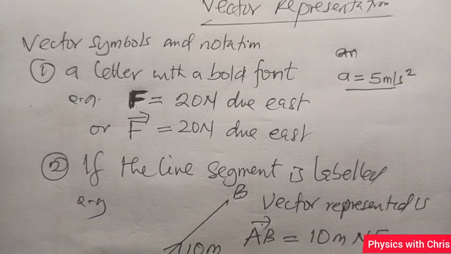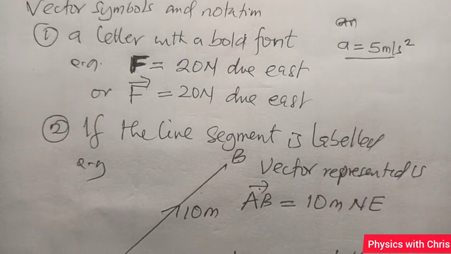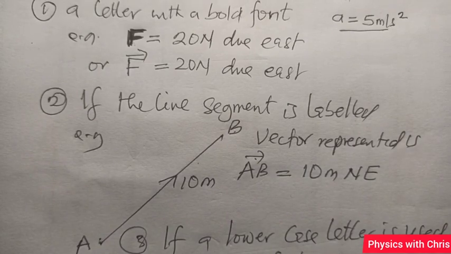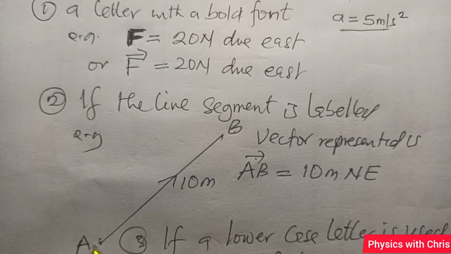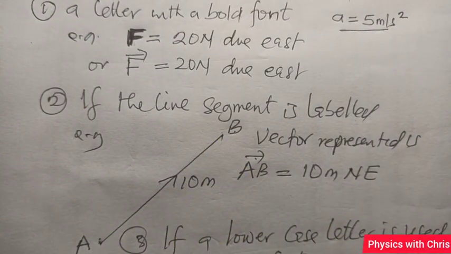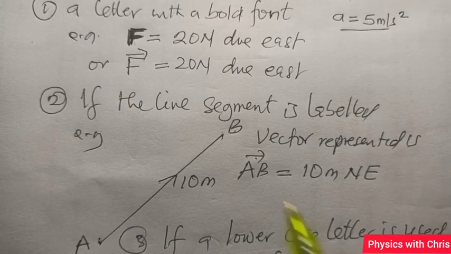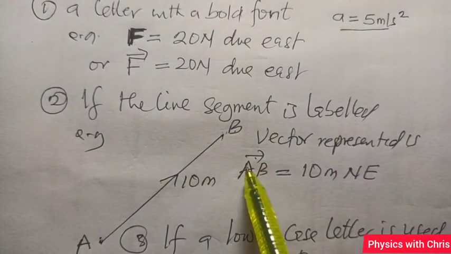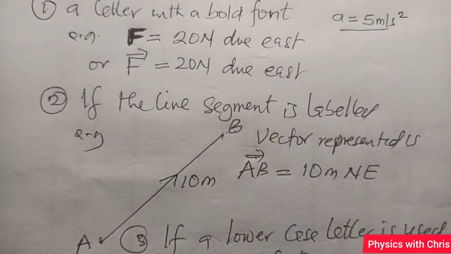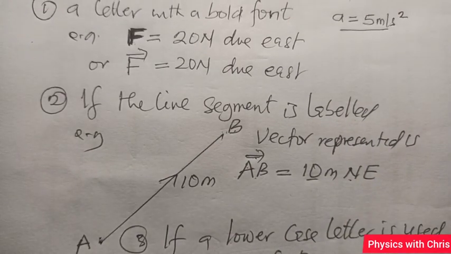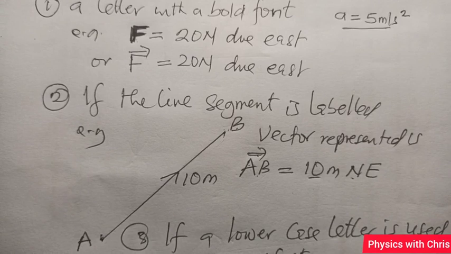Now, if the line segment is labeled, for instance, look at this vector acting from point A to point B. It could be a displacement vector. Somebody walks from point A to point B along this line, a distance of 10 meters. Now, what's the displacement vector from A to B? The vector represented by this line AB is written as AB with an arrow above the two letters. And then this is the magnitude, this is the direction, acting in the northeast direction.